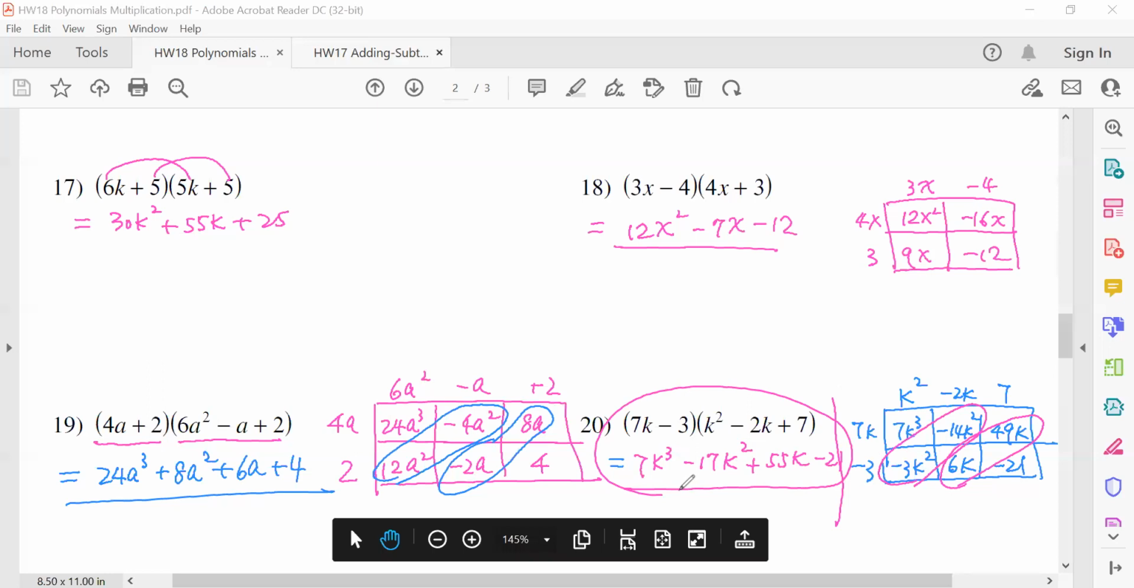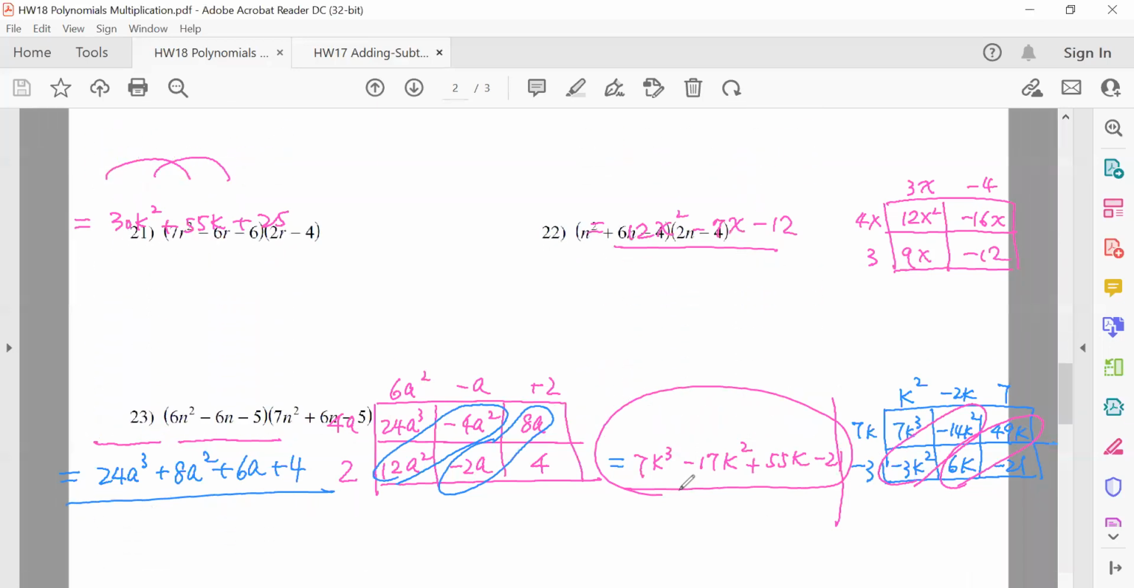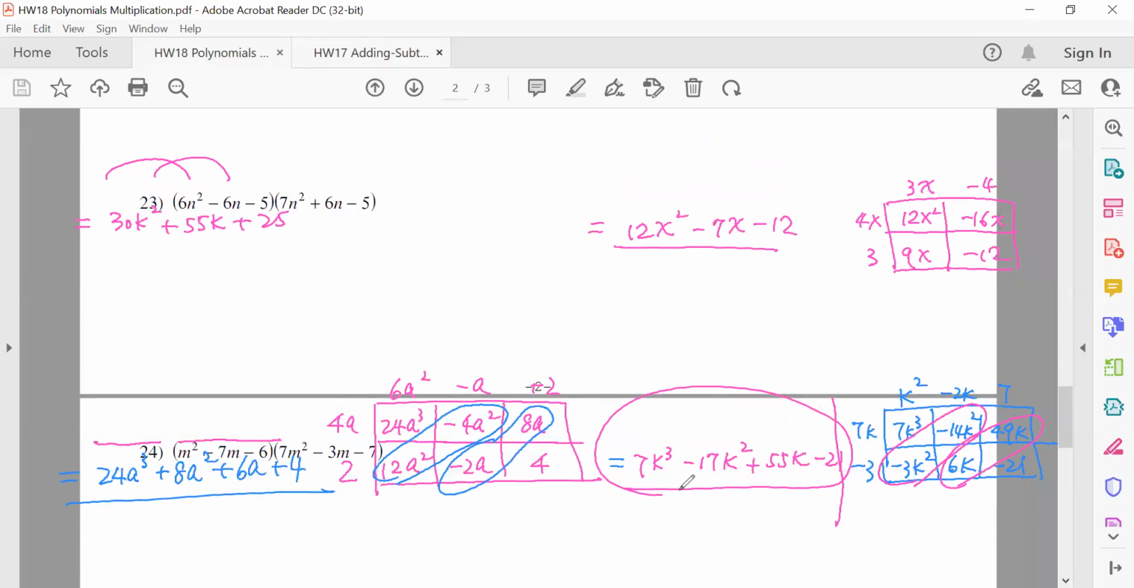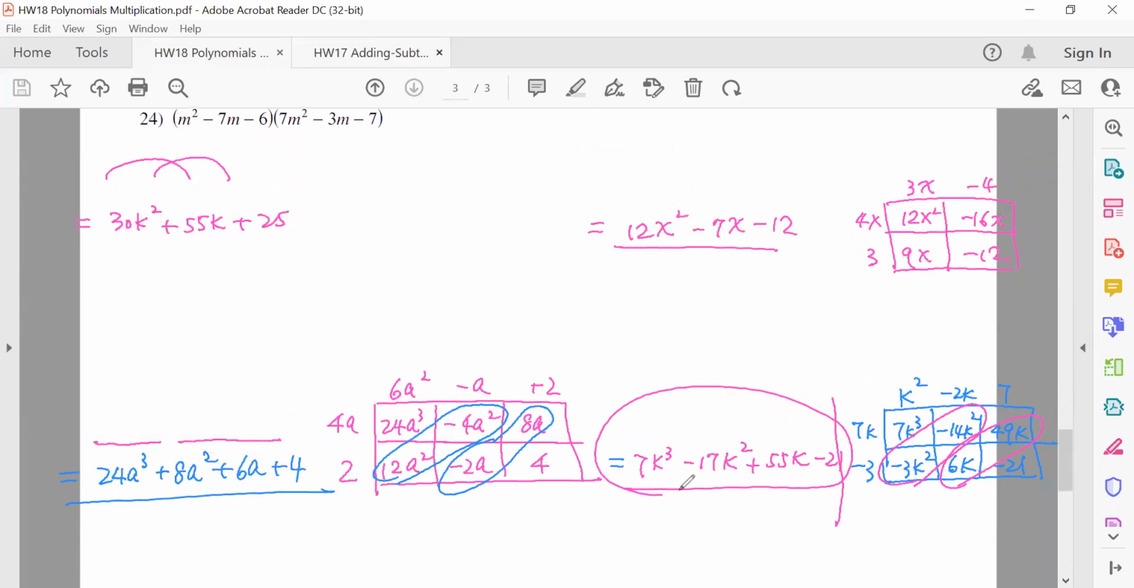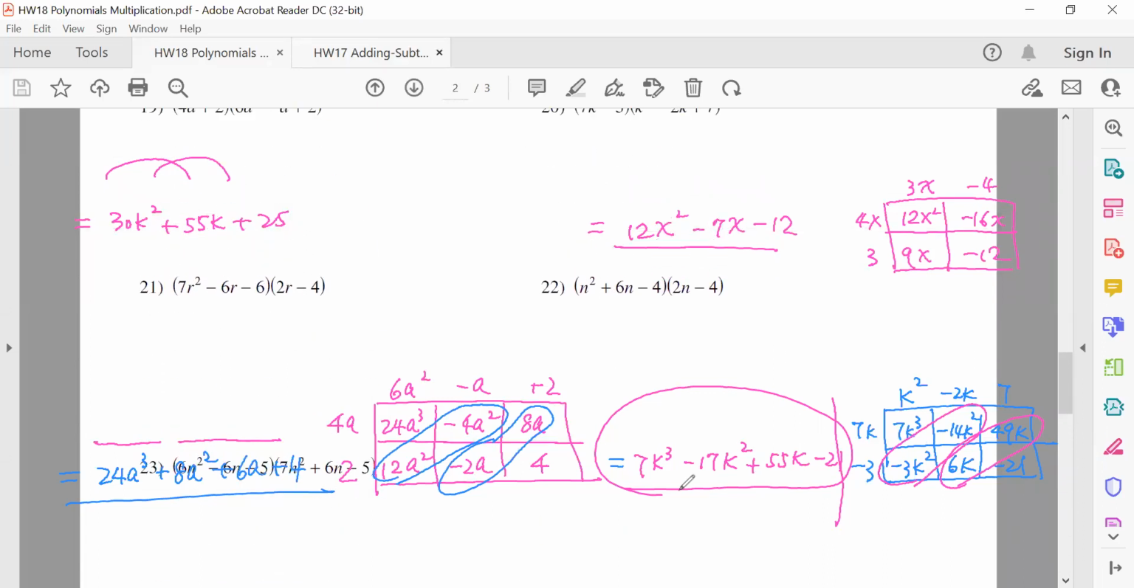All right, so we talked pretty much about the same one. I will not finish the rest of them. The rest will be very similar, exactly the same methods, so you can finish the rest.